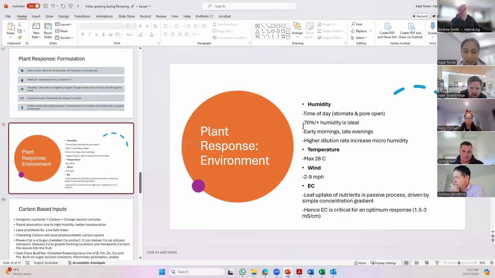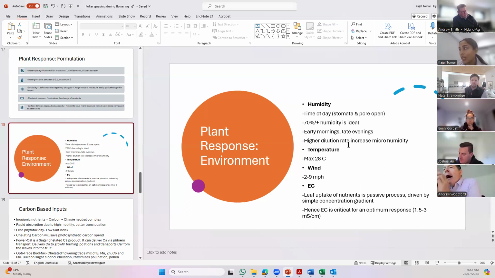Let's talk about environment. Because the nutrients or the water is uptaken through the stomata, it's recommended to look into the time of the day and the humidity while spraying any of the foliar applications. Generally, 70% or higher humidity is recommended when we're foliar spraying. That's when the stomata are fully open and they can uptake the nutrients quite rapidly. Generally the time, early mornings, late evenings, obviously that's all dependent, but something to keep in mind.